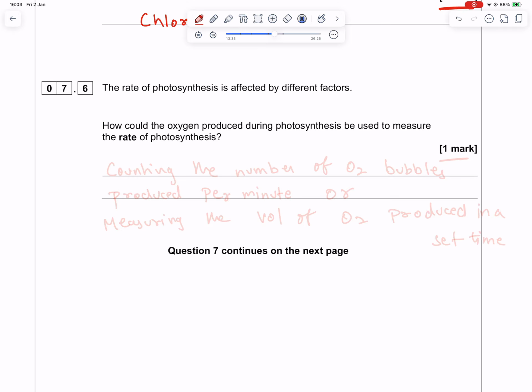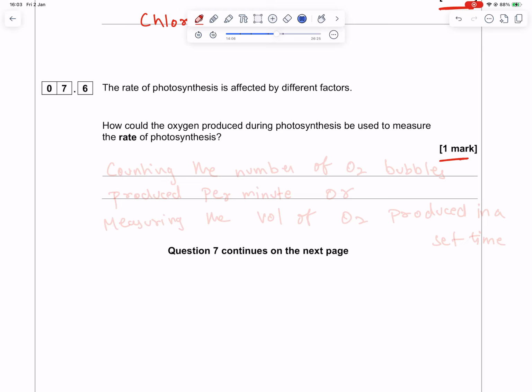Now moving on to question 7.6, which is again for 1 mark. Let's read the question. The rate of photosynthesis is affected by different factors. How could the oxygen produced during photosynthesis be used to measure the rate of photosynthesis? Now, this question is asking us, how are we going to use oxygen to measure the rate, that is, how fast the photosynthesis is happening?